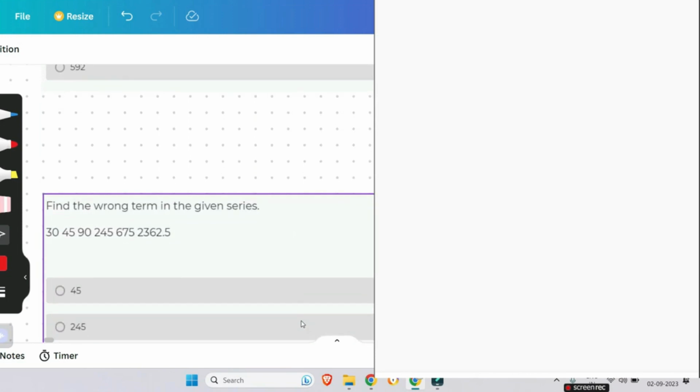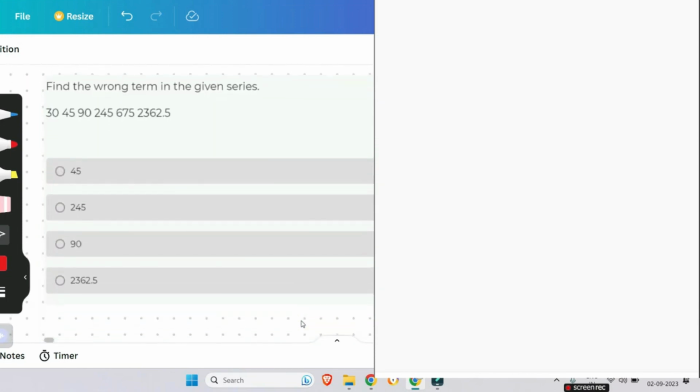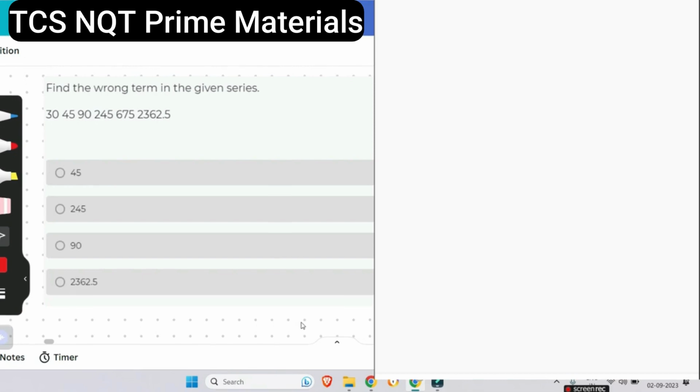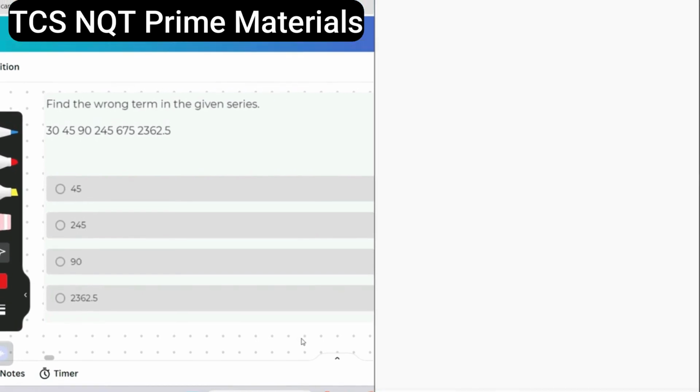Okay, let's go to the next question, that is this, right? What is the wrong term in the given series? 30, 45, 90, 245, 675, 2362.5. This is actually asked in many exams, I mean in government exams as well, right? So please pause and try to solve.